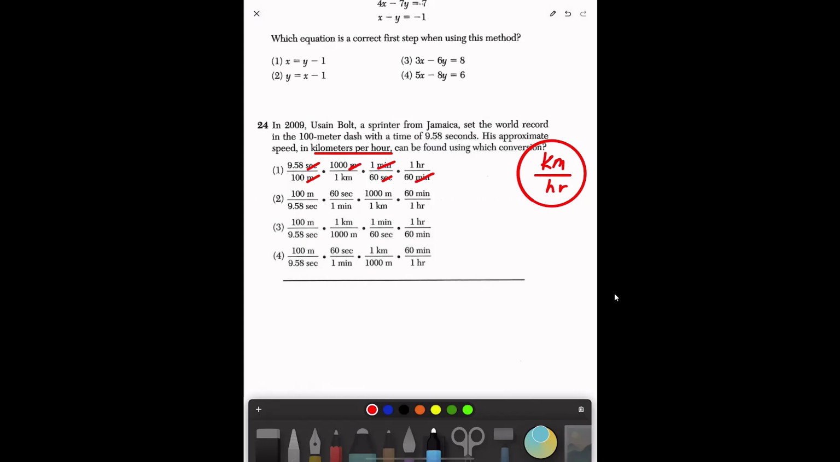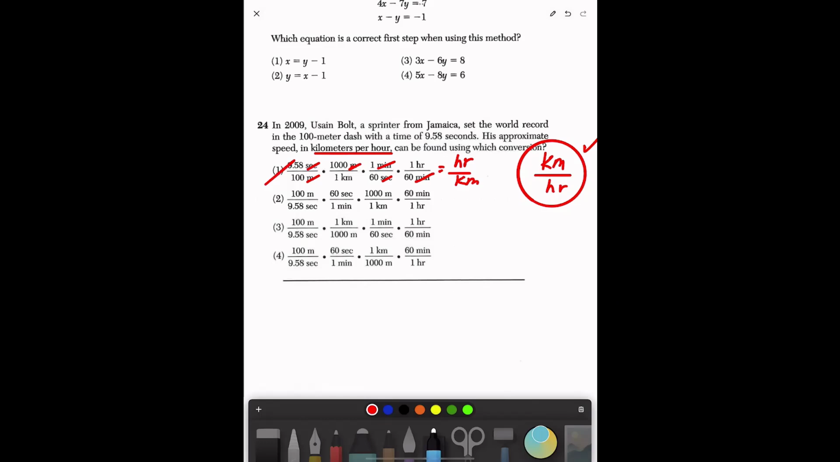Now, look what we're left with. We're left with hours on the top and kilometers on the bottom. Now, this is close, but it's not what we're looking for. We want kilometers per hour, not hours per kilometer, right? So that's why this one, even though it is close, it's not the right answer. Now let's go and see if we can find one that actually has what we need.